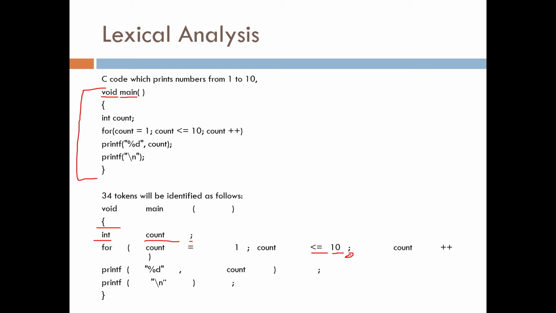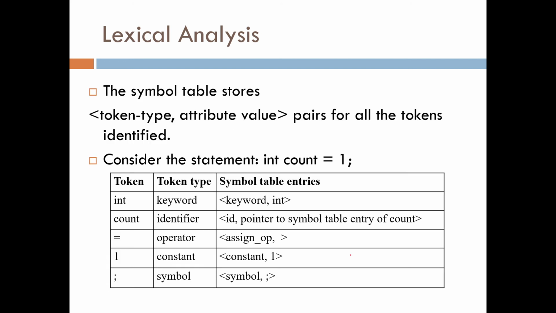Now after recognizing all these tokens, it stores them in a symbol table. We'll just talk about a few entries here; later on we'll discuss the symbol table in detail. So what it does, it creates a tuple entry of the type token type and attribute value. So if we consider a statement, say int count is equal to 1 and then there is a semicolon.